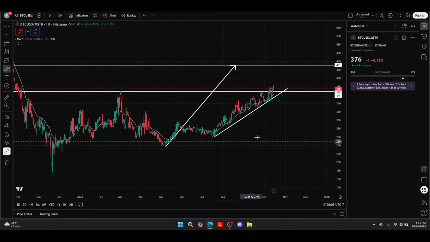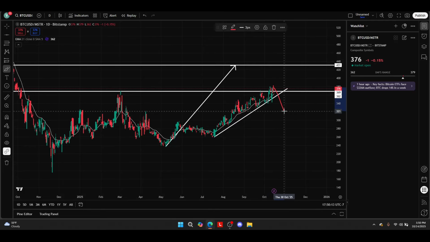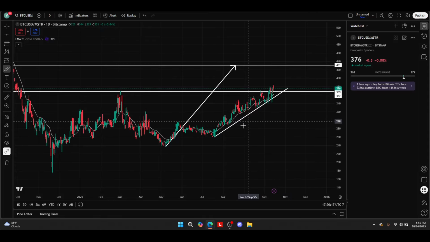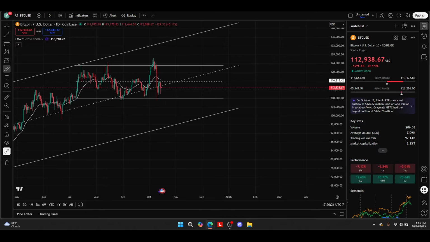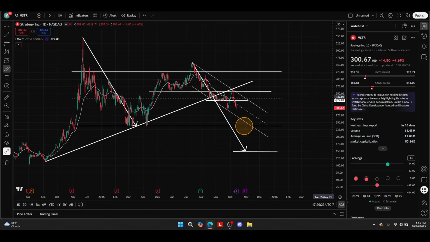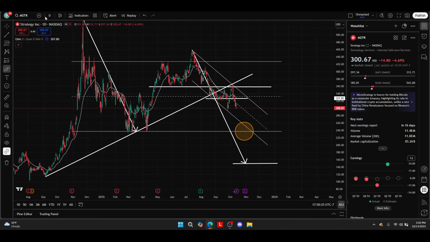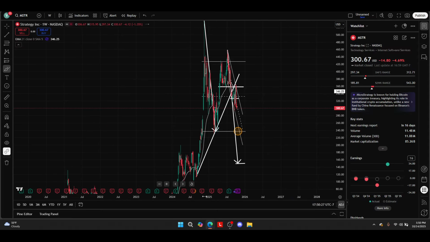It's not guaranteed. Obviously, it can do anything it wants. Maybe all of a sudden it just decides to change its mind and crash down. But right now, we've got to play with what we see. And it looks like we're going to see outperformance in Bitcoin against MSTR. So that's all I have for MSTR, Bitcoin, and the ratio.